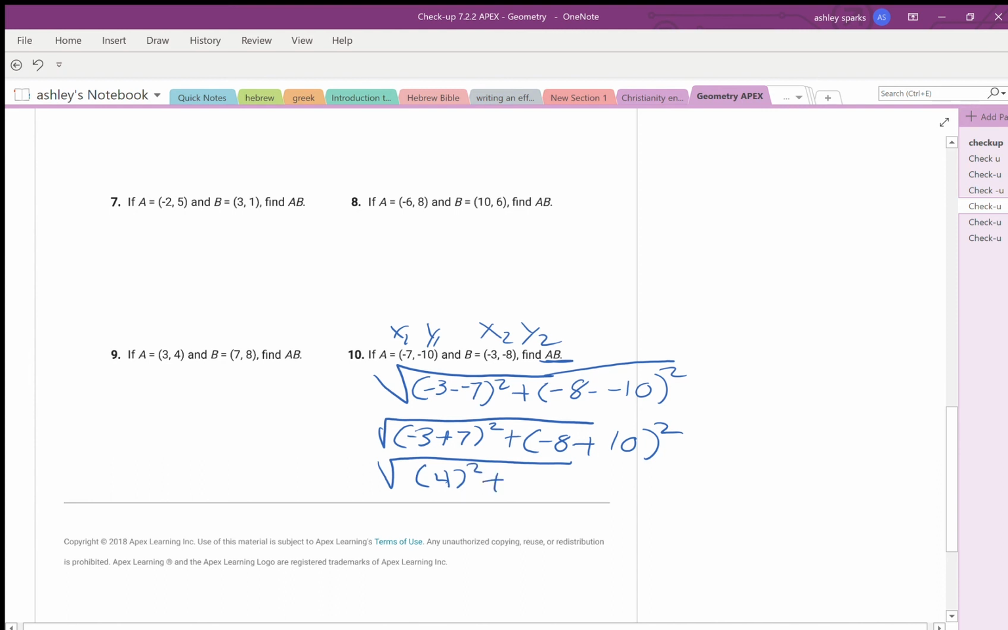Plus, same idea here. You have a negative 8, so I need to take away 8 from this positive 10. When I do that, there's enough left over to still have a positive, so I've got 2 squared. Okay? 4 squared, 4 times 4 is 16, plus 2 squared, 2 times 2 is 4. Continue this over here. And 16 plus 4, I know, is 20.